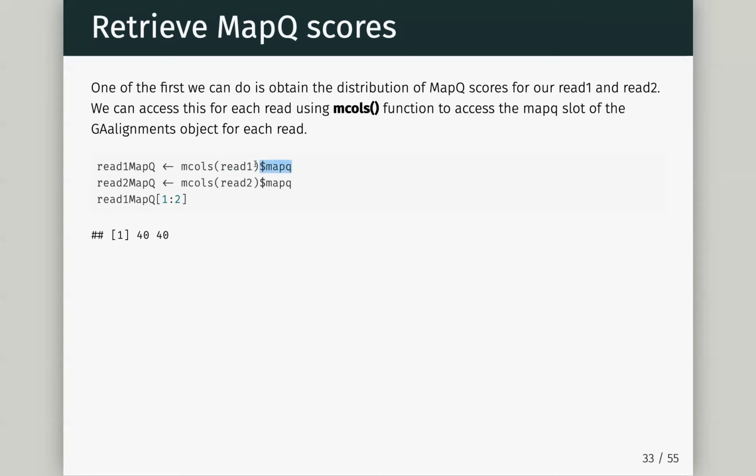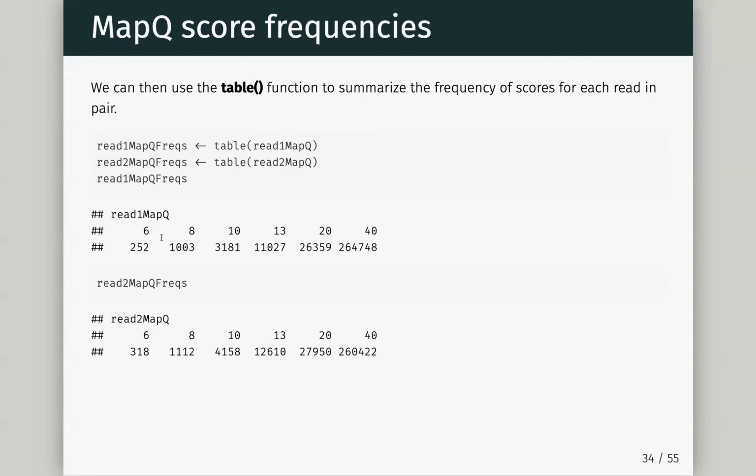I do that for each read separately, and I can just look, and we can see we have 40, 40. This is the top score we can get for Subread. And then I can use our table function just to summarize how often we see values in our list. So I'll give it the result from here, and I can see that 40 being a good score, most of our reads are 40, and then that drops off. Same for read 2. Read 1 and read 2 could have different qualities of alignment, right?